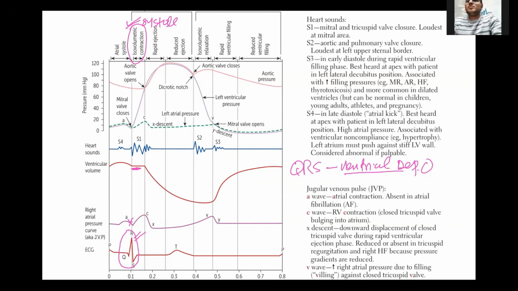So what will be the production of the sounds? I told you important MCQs of FCPS part 1. Many times it is a repeated question. S1: production of S1 in isovolumetric contraction.